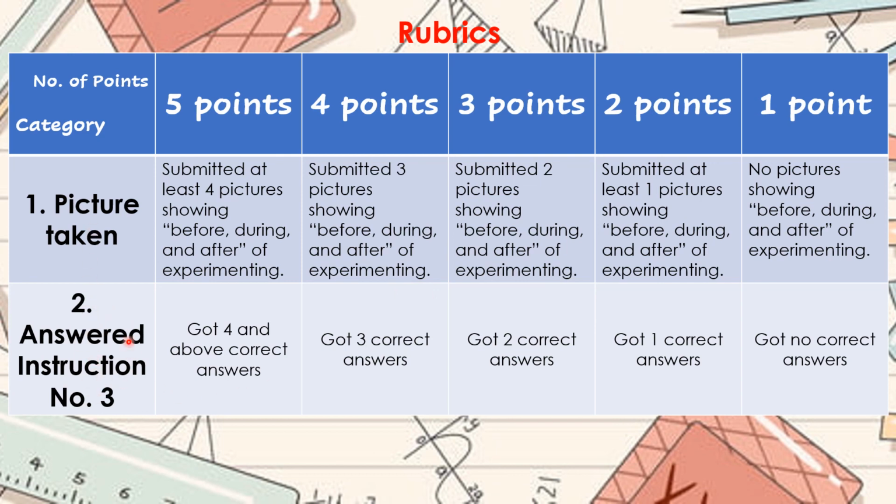And for my second category, di ba may tanong tayo doon sa instruction number 3. So, kung makakakuha ka doon ng 4 pataas na tamang sagot, ang score mo ay 5 points. 4 points lang kung 3, 3 points kung 2 lang ang nakuhang tamang sagot, 2 points kung isa, at 1 point lang kung wala kang nakuhang tamang sagot. Ayan, for this performance task, ang total points ay 10.